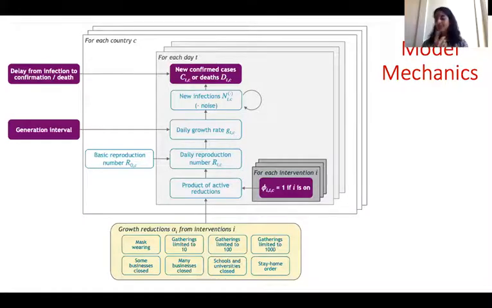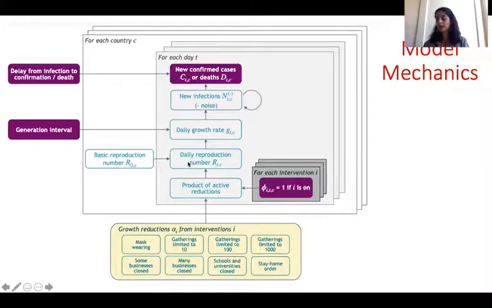So using this alpha of I, which is the effectiveness of each NPI, they combine that with this phi of ITC, which is this dummy variable that indicates whether the NPI is on or off. So phi of ITC is 1 if intervention I is implemented in country C at time T and 0 otherwise. Combining alpha of I and phi of ITC and multiplying them gives the product of active reductions. This is used along with the basic reproduction number R0C, at time T equals 0. Both of these are combined to get the daily reproduction number RTC, which is the time and country specific reproduction number.